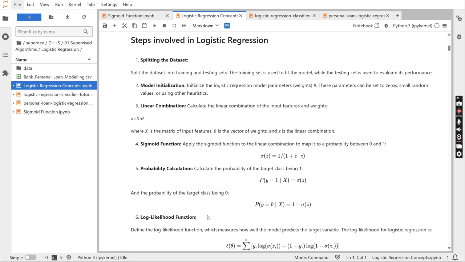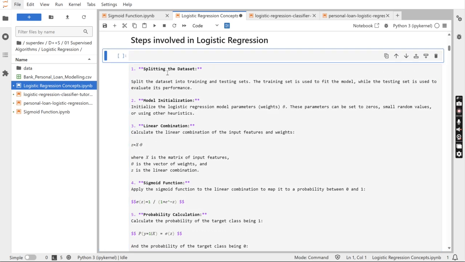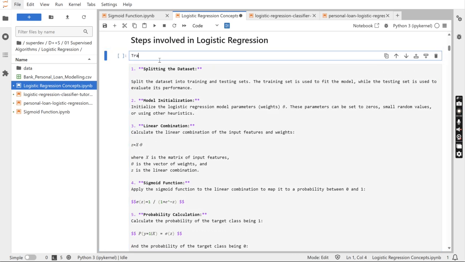Now, how does it work step by step? Most of the steps are common to linear regression. We have to understand this in two steps. The first step is always the training step. We have to understand what is happening in training and what is happening in testing.